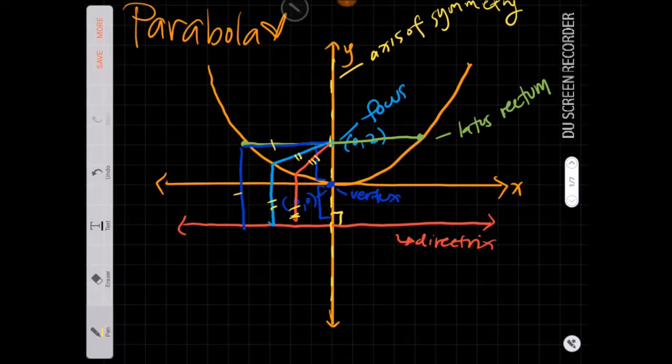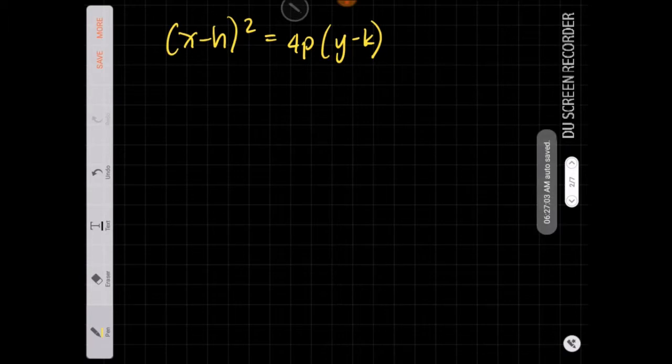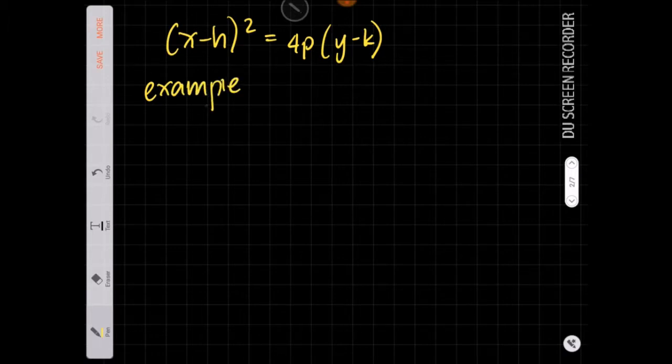Now, enough with the definition. Let's now deal with the equations. We will use the conics or vertex form, which is the quantity (x - h) squared equals 4p(y - k), where p must not be equal to 0. Let's first have an example. The quantity (x + 1) squared is equal to 8 multiplied by the quantity (y - 2).